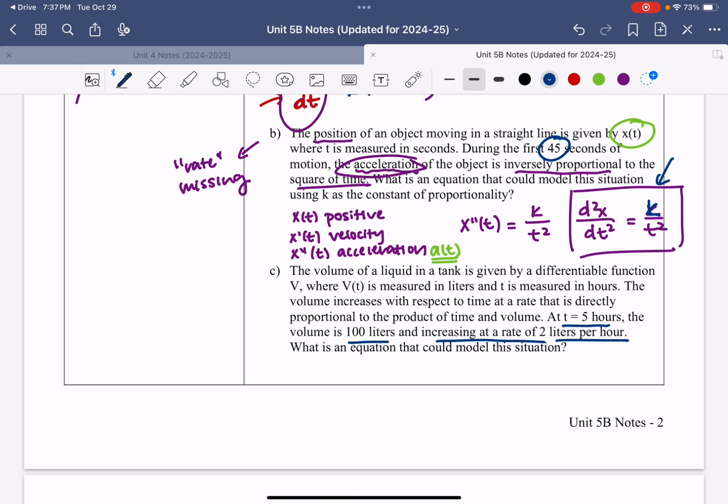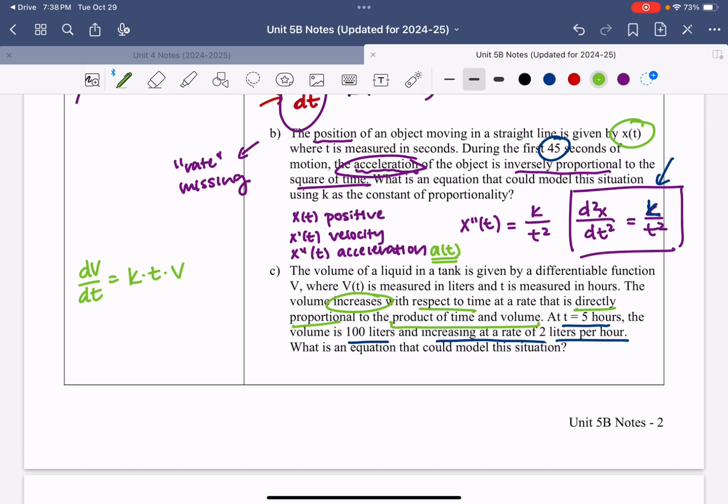So this one infers to us that we're going to find k because it tells us specifics that we can plug into. It's almost like a related rates question. We're given information, we have to solve for something. So let's set up our differential equation. We're talking about V of t being the volume. We know that the volume increases, so that wording means we're talking about a differential equation with respect to time. So I'm going to have a dv over dt. That's directly proportional, so now it's going to be k times something. And it says it's going to be equal to the product of time and volume. So that'll be t times v.